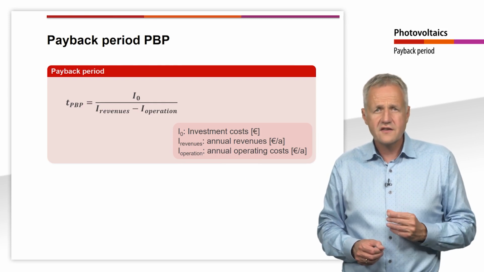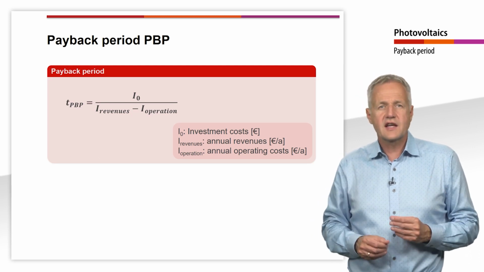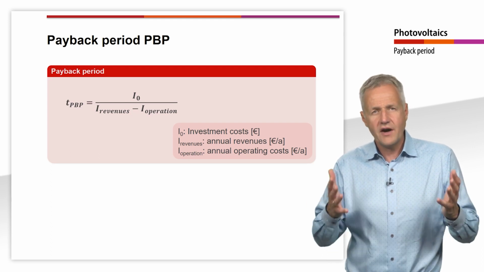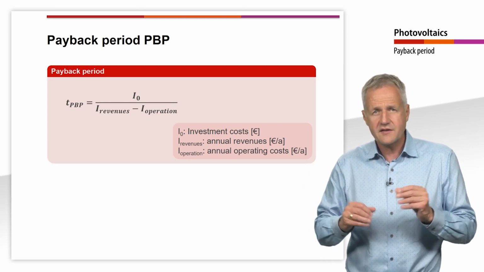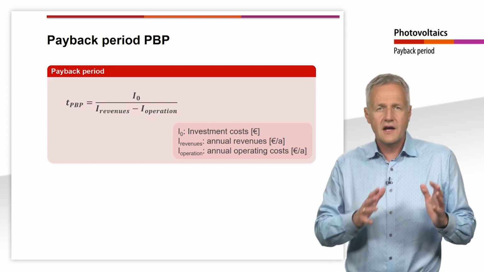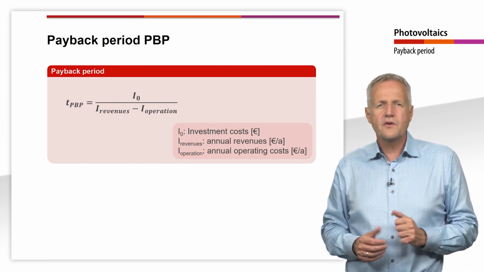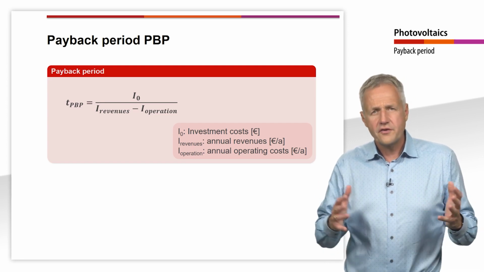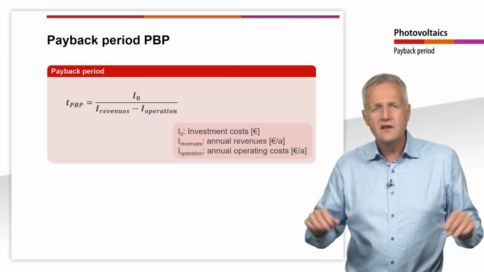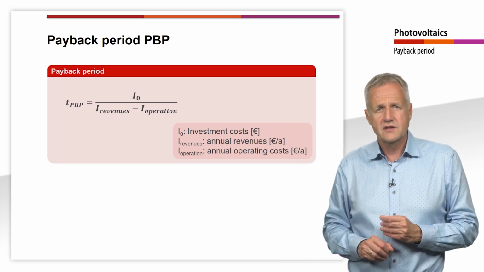One way to do this is to calculate the payback period, or PBP, after which the capital invested is recovered. The payback period is obtained by dividing the investment cost minus investment subsidies by the annual surplus, that is, the difference between the annual benefits and expenses. Since we do not take into account the time course of your income and expenses, but calculate with average values, this is a static calculation of the payback period.